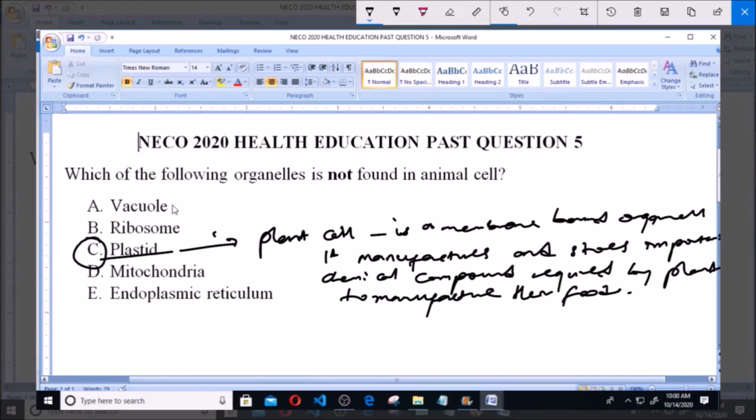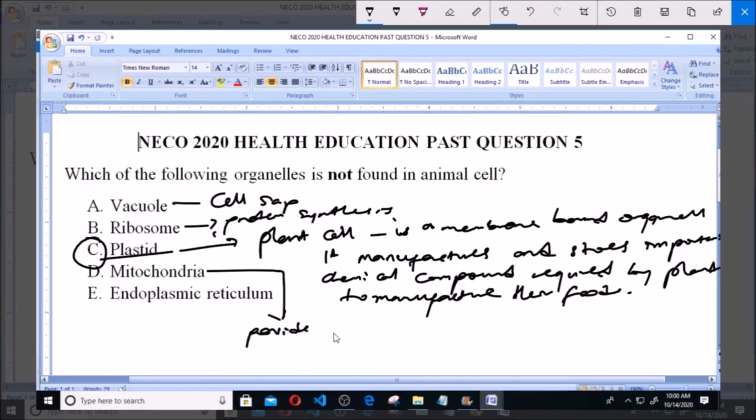Now vacuole is present in animal cell because the vacuole contains the cell sap. Likewise, the ribosome also is present in animal cell. The ribosome helps in protein synthesis. Now mitochondria too is found in animal cell. Mitochondria is the powerhouse of the cell that provides energy required for metabolism. And endoplasmic reticulum too is present in animal cell. It is also responsible for the synthesis, transportation and packaging of proteins.